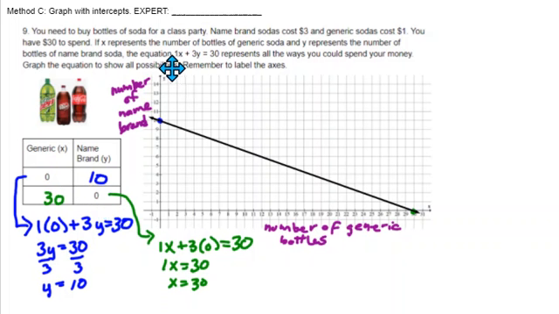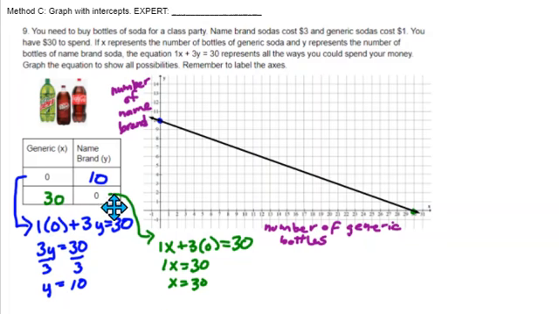So I start with my equation 1x plus 3y equals 30, and then I substitute 0 for the x. So 1 times 0 plus 3y equals 30. 1 times 0 is 0, so that cancels. And I get 3y equals 30. Divide both sides by 3, and I have y equals 10. So I put 10 in this box.